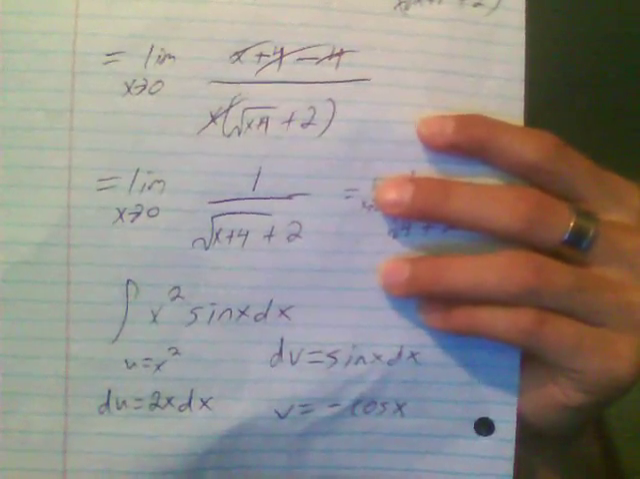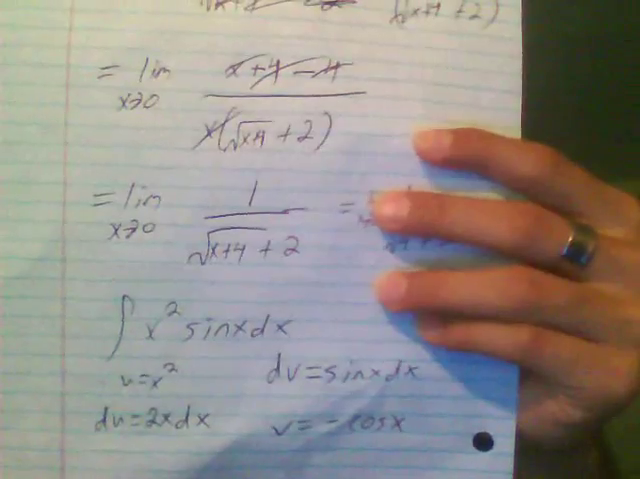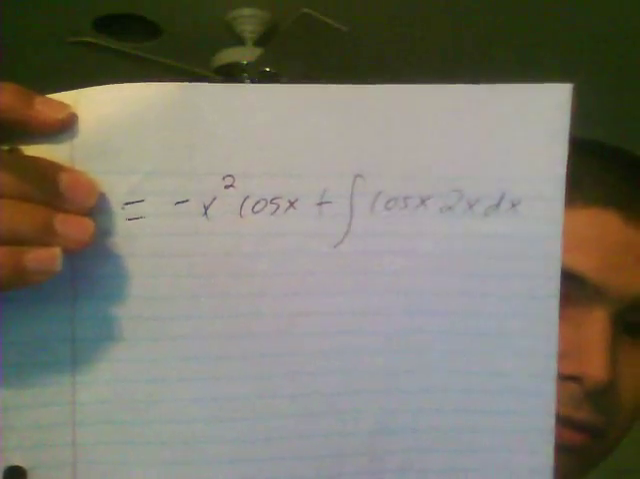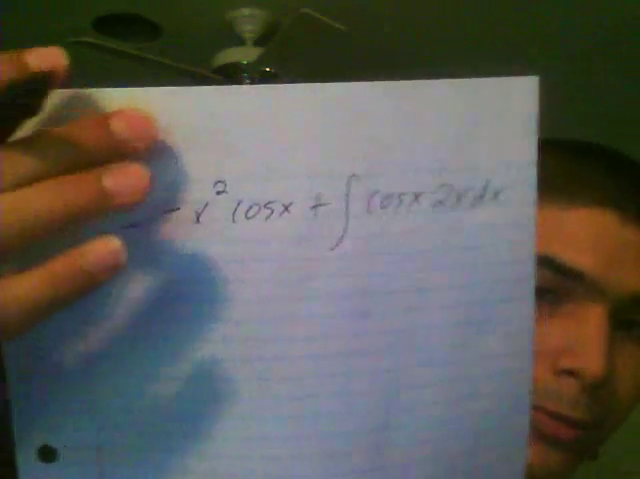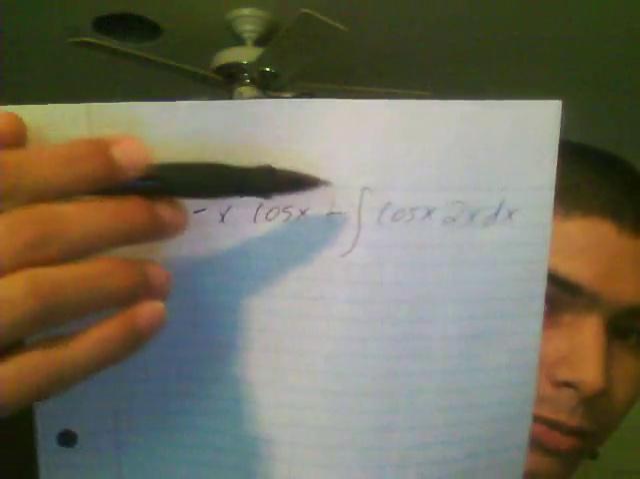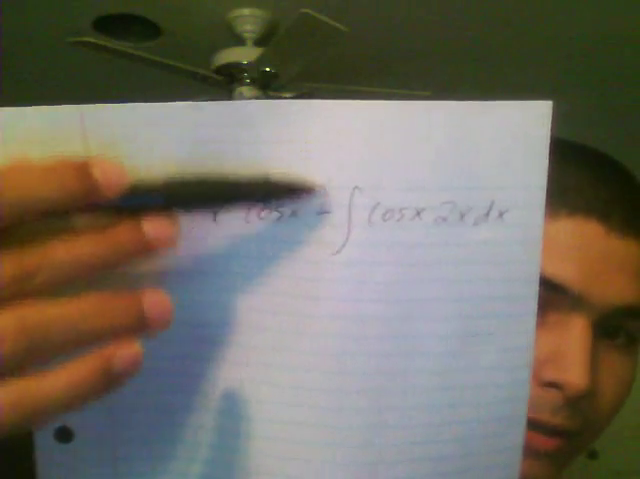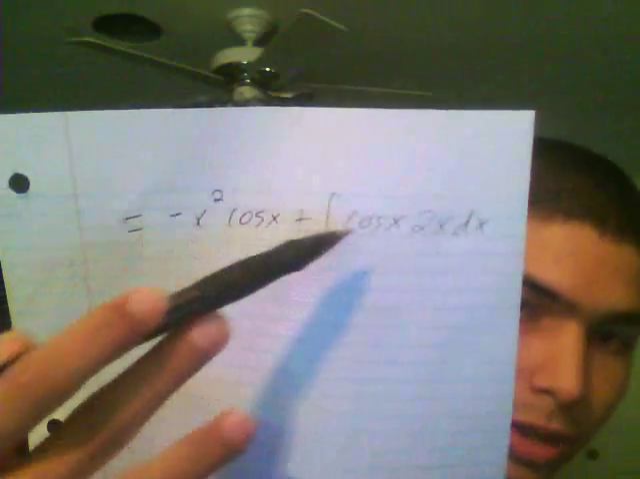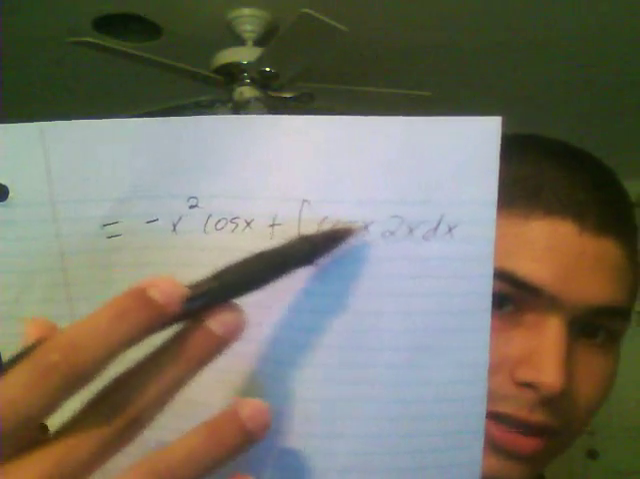So du is 2x dx, right? So 2x dx. So you should have this on your paper. Negative x squared cosine x plus, because remember we had a negative here. Then the v was negative cosine, so that made it a plus here. Remember that. And then du was just this part, the 2x dx, that's the du. So now you do it again.